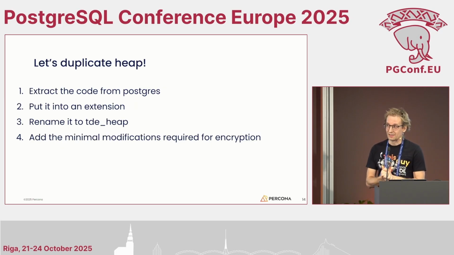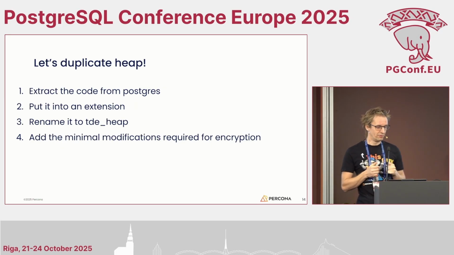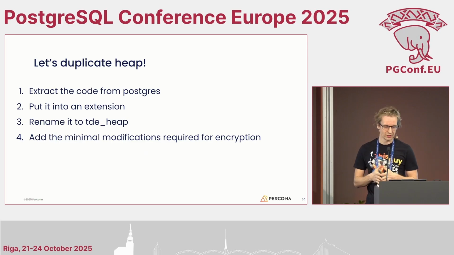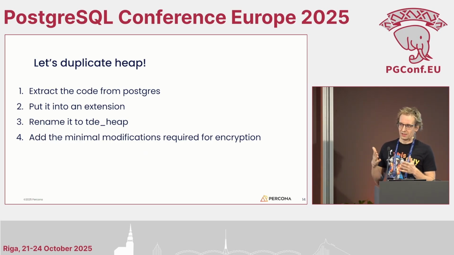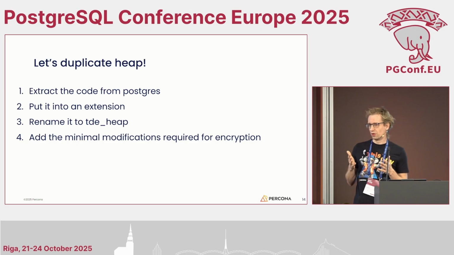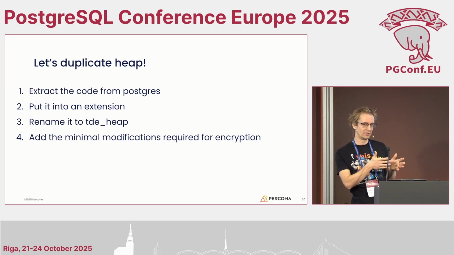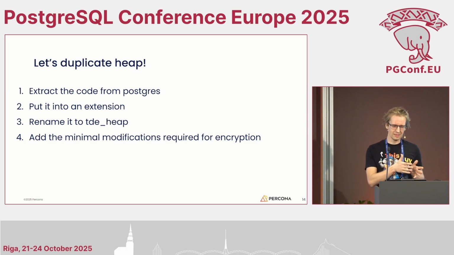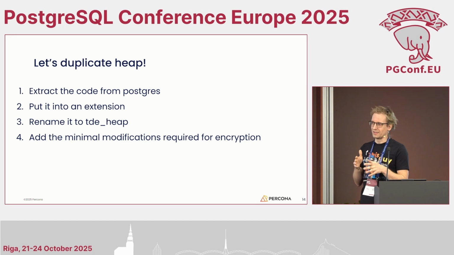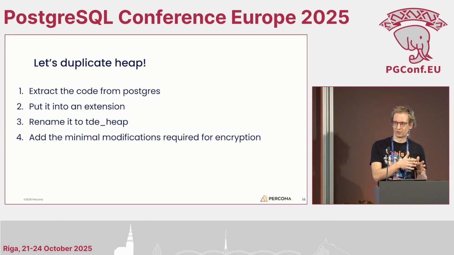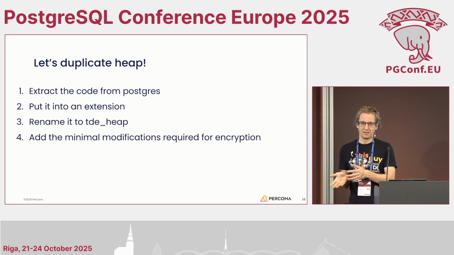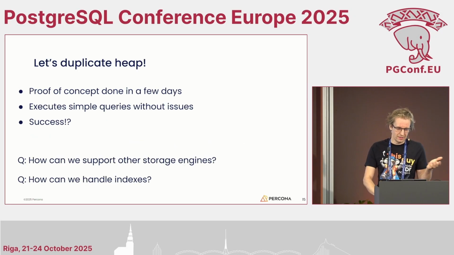So we started thinking, what if we just duplicate the internal default access method, heap? We copy it to our own repository and put it into an extension. We basically do a search and replace, rename heap to TDE heap, and add minimal modifications so it encrypts the data before it writes it and decrypts the data when it reads it. That should be simple and easy to do.